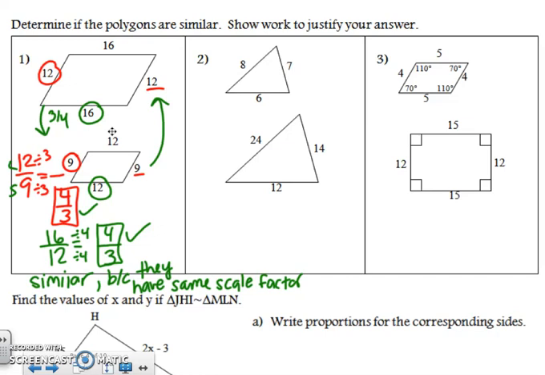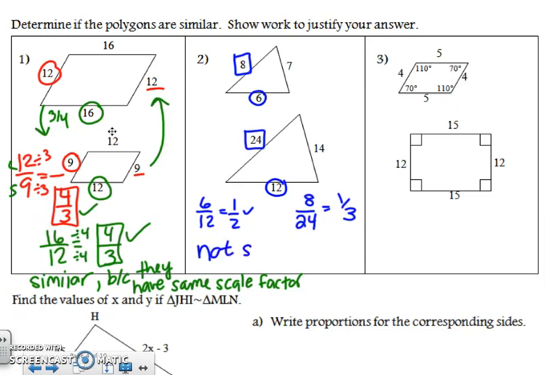Let me check the smallest number up in the top one and the smallest number down here. Okay. So let's say 6/12 is going to be 1/2. Awesome. Then you're going to check your largest number up here with your largest number down here. So let's go 8/24. If I reduce that, I would get 1/3. Okay, so these are not similar.